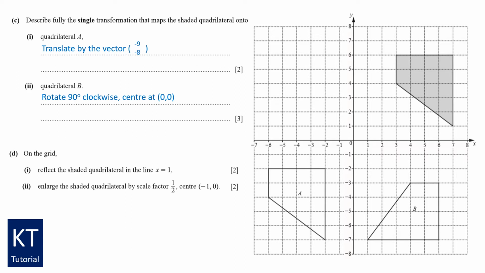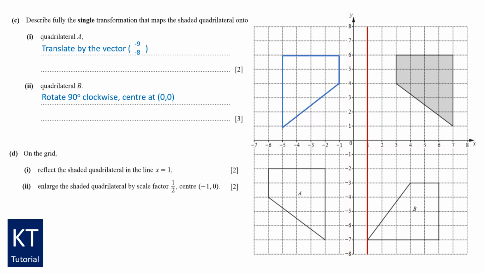2d. On the grid, reflect the shaded quadrilateral in the line x equals 1. The red line represents x equals 1, and the blue quadrilateral is when it's reflected against this line.